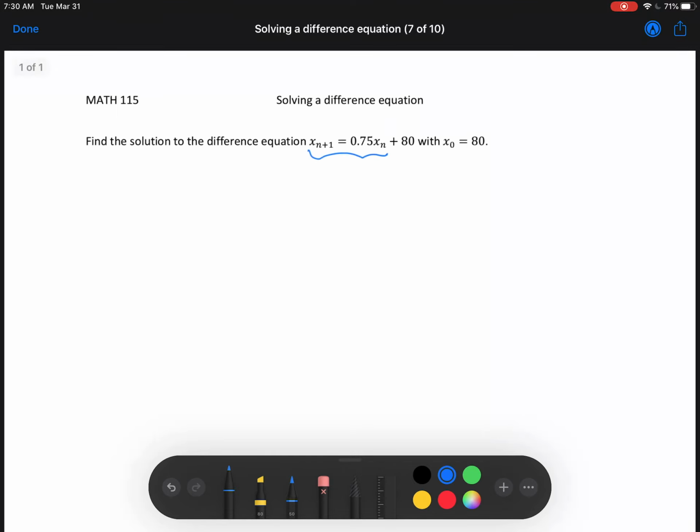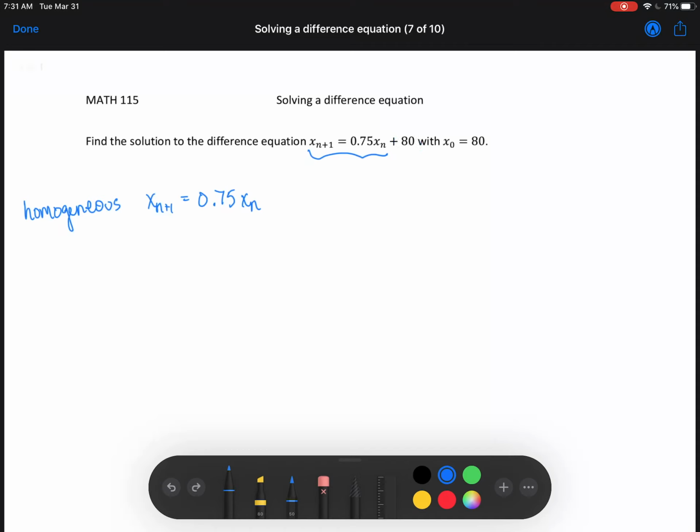So our first part, which we'll call the homogeneous part, is the part that has the xn plus 1 and the xn in it. So basically we're just ignoring this plus 80 over here, just temporarily. We're going to come back to that.